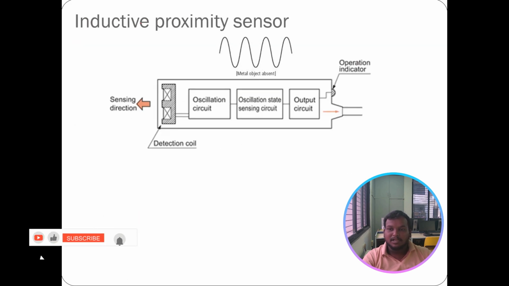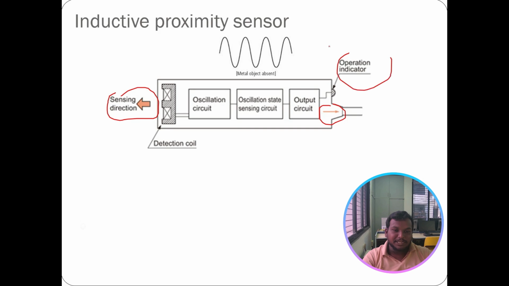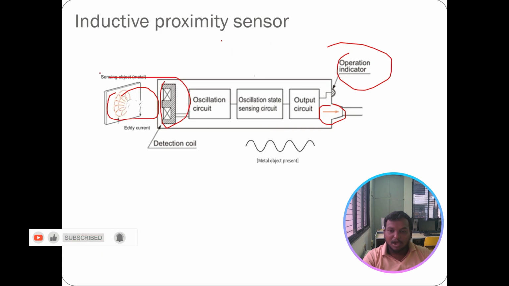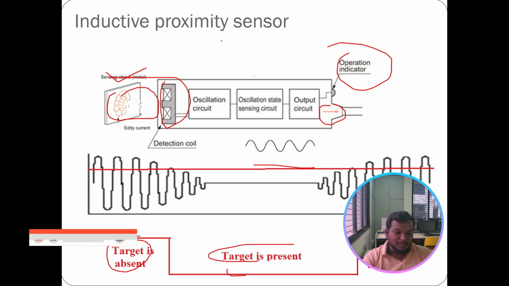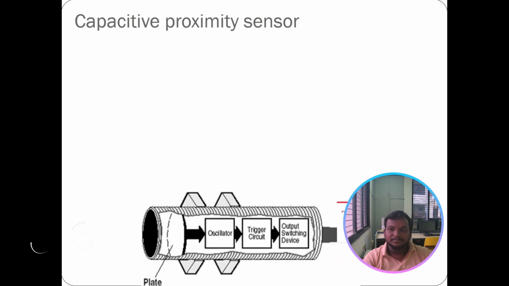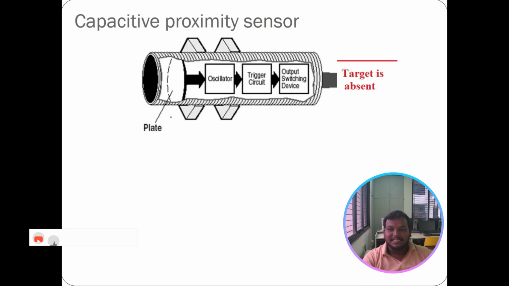Inductive sensor. We'll see the working principle of the inductive sensor. This is the sensing direction and operation, inductor, the waves and object detection coil. Sensing the objects of metal, eddy current, metal objects. We can see the target is absent in this line, and the target is present in this line. Next proximity sensor is the capacitive proximity sensor.